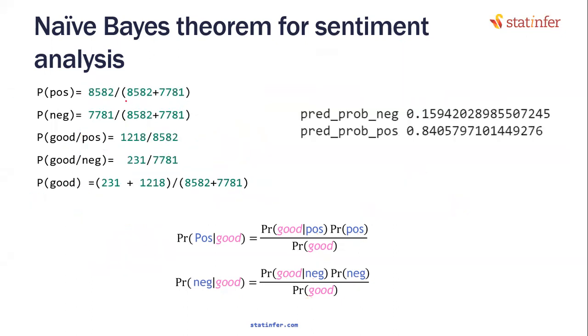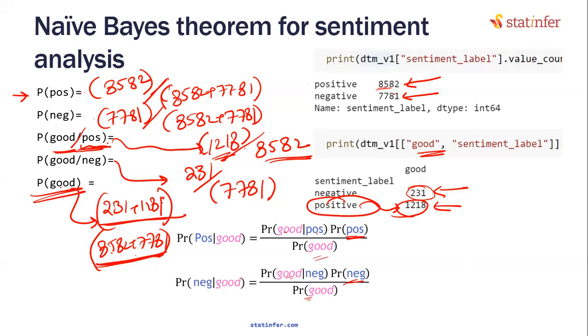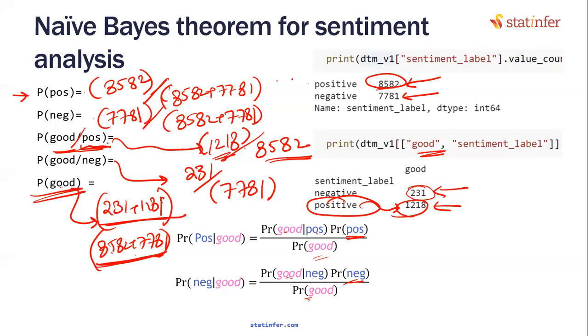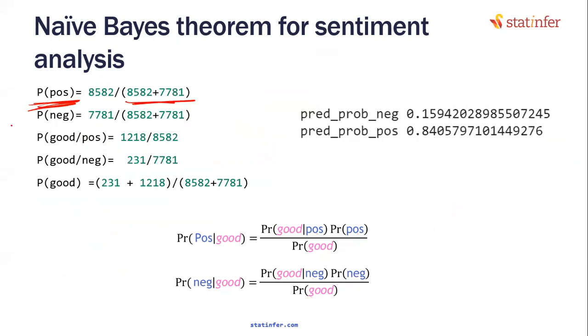All these calculations that we did, look at this recap once again. The probability of positive is 8582 divided by 8582 plus 7781. Makes sense? The same thing that we got. The probability of negative is 7781 divided by 8582 plus 7781. Are you clear on these two things? Please acknowledge, all of you.